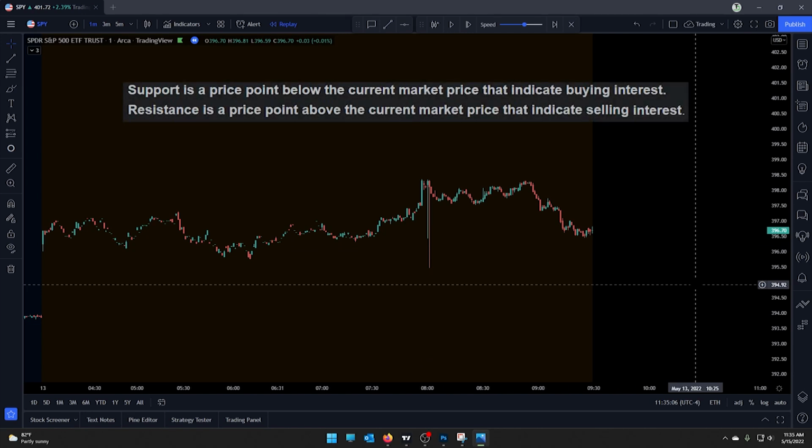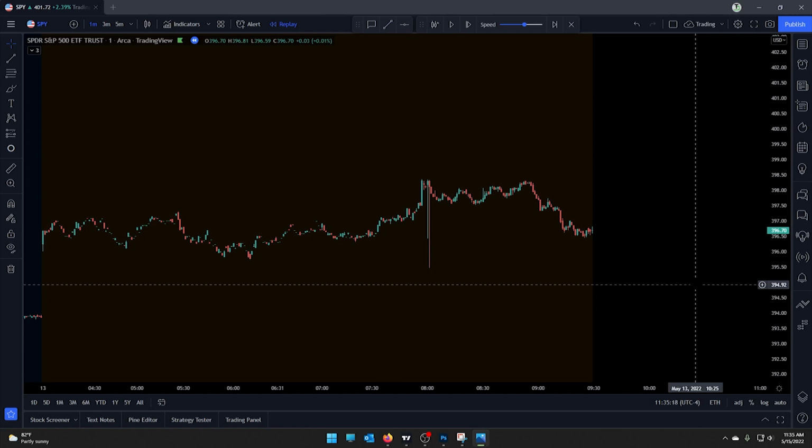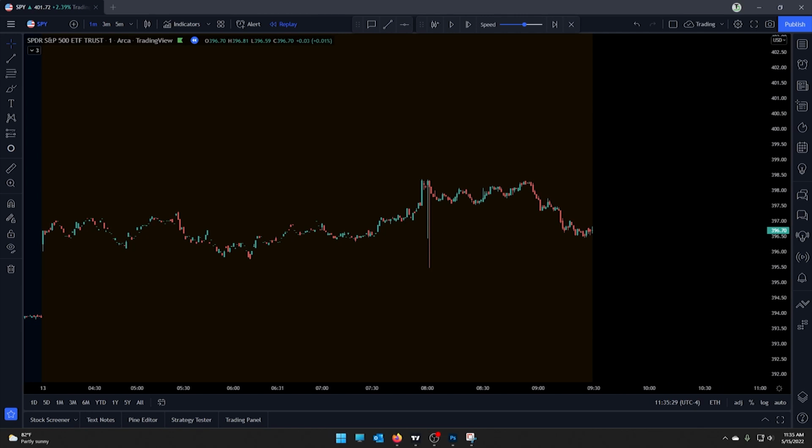Support is a price point below the current market price that indicates buying interest. Resistance is a price point above the current market price that indicates selling interest. It's pretty cut and dry, but evidently some folks are having a hard time figuring out how to spot them on a chart. And that's what we're going to be doing in this particular video.